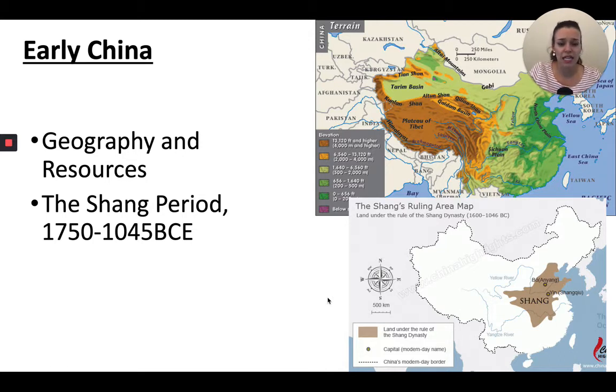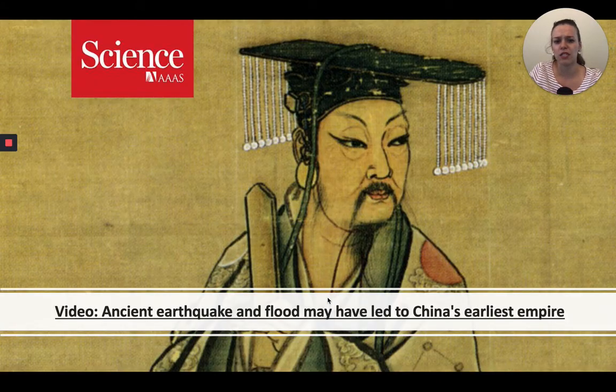We see that the ruler, the king, is going to be seen as a link between heaven and earth. And we know that invasions from different nomadic groups in Central Asia will cause a temporary decline. So the Shang are around for 600 years. That's pretty impressive. But the main guy we're going to be talking about here is going to be the Zhou.